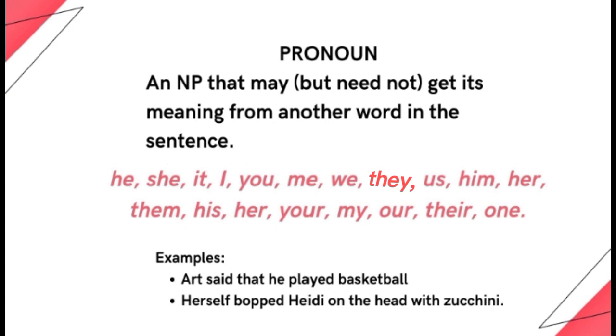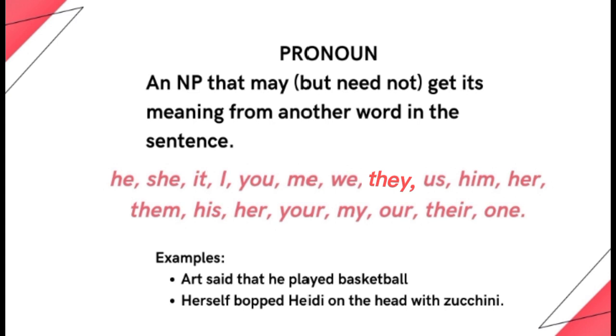First, we have: Art said that he played basketball. In this sentence, the word he can optionally refer to Art. For example, the sentence can mean Art said that Art played basketball, or it can refer to someone else. For example, Art said that Noam played basketball. Typical pronouns include he, she, it, I, you, me, we, they, us, him, her, them, his, her, your, my, our, their, one.